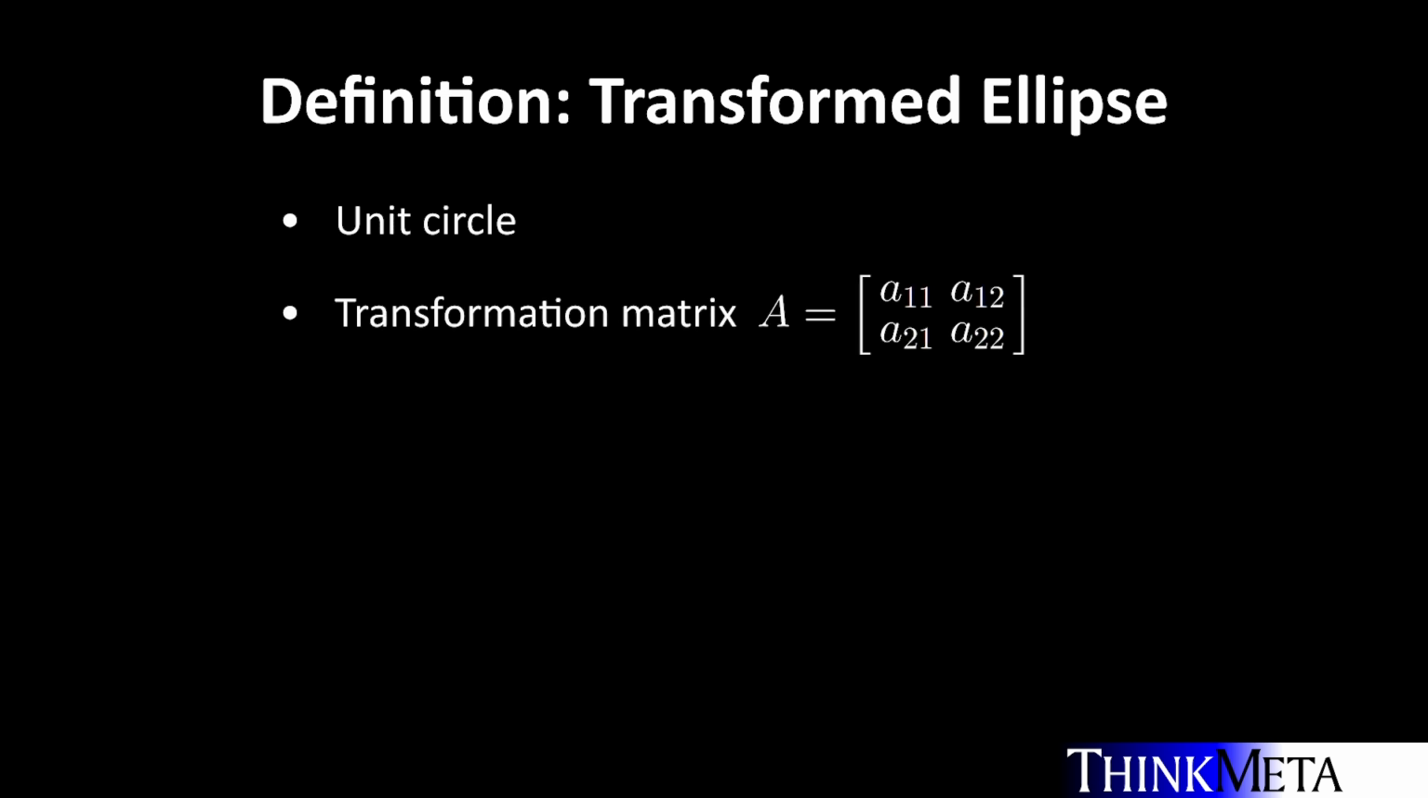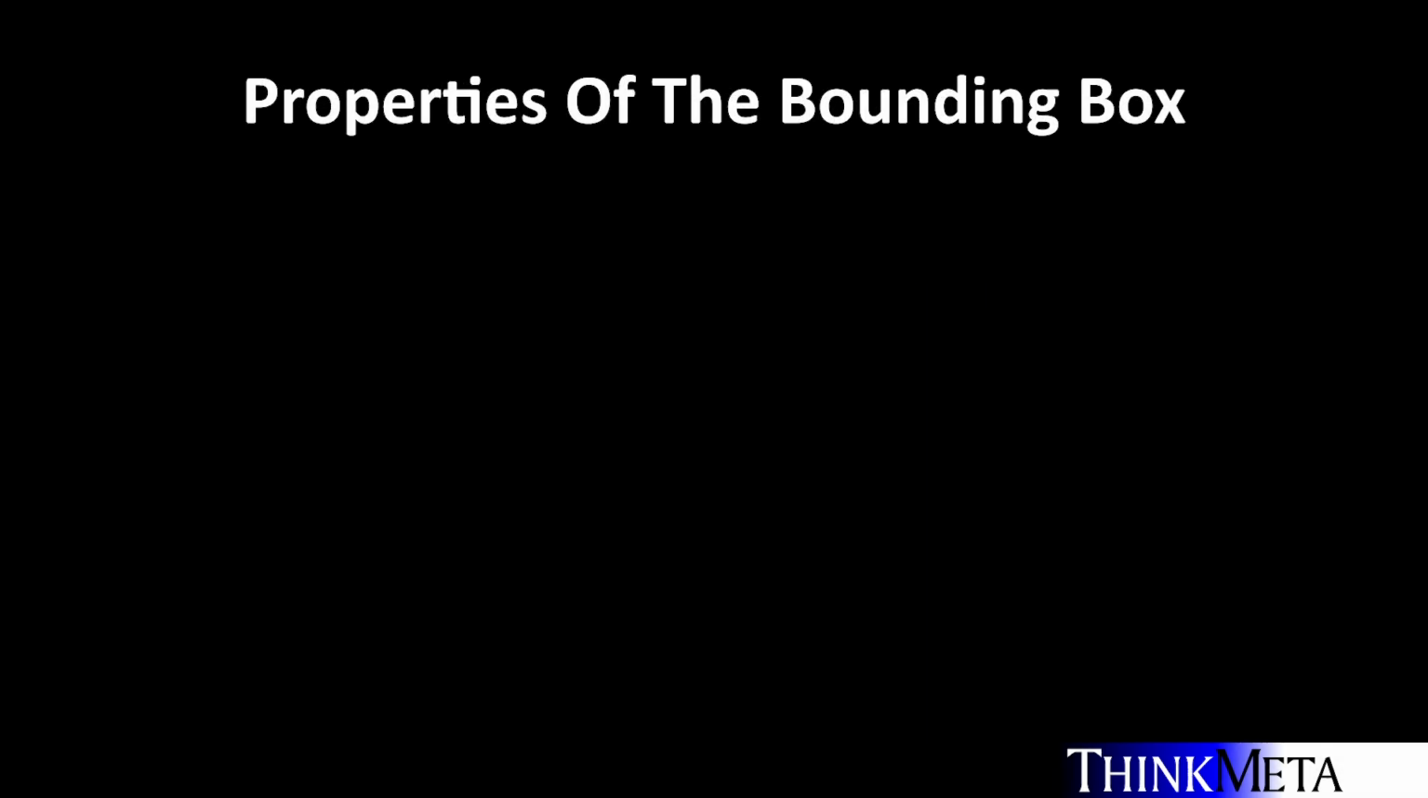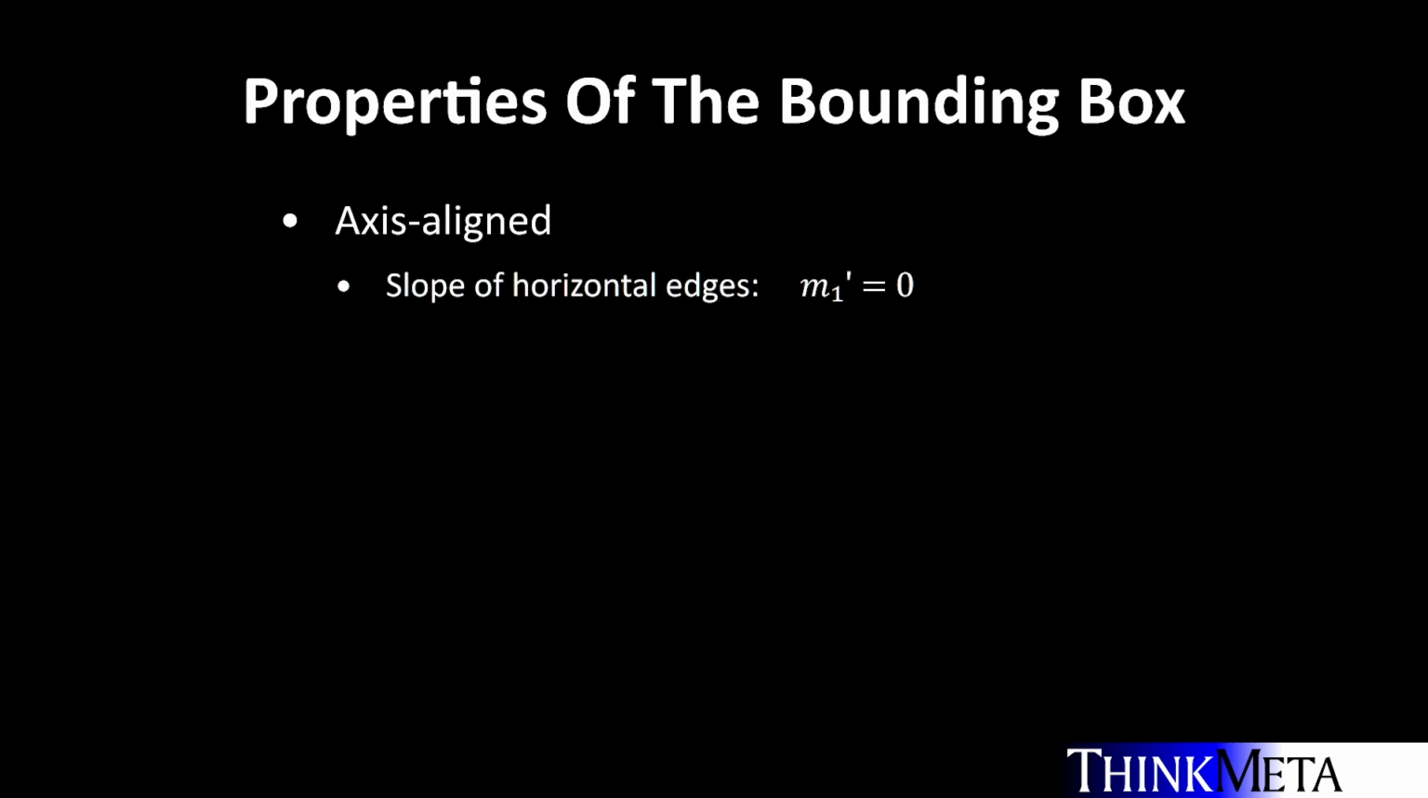Let's define some things first. A transformed ellipse is the image of a unit circle under a linear transformation represented by matrix A. If your starting figure is an ellipse, you just need to multiply the ellipse's transformation matrix with the scale matrix of the unit circle to get matrix A. The bounding box is axis-aligned, its horizontal edges have slope 0, and its vertical edges have infinite slope.